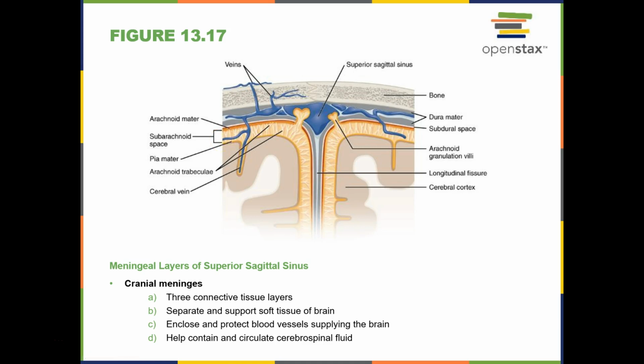We have 3 meninges that help protect our brain and spinal cord. These same meninges wrap around not just the brain but also the spinal cord. We have the dura mater, which is the outermost region, the arachnoid mater, and then the pia mater. Pia mater is attached directly to the brain, and the arachnoid mater is in between, and then the dura mater sits outside and protects the brain.